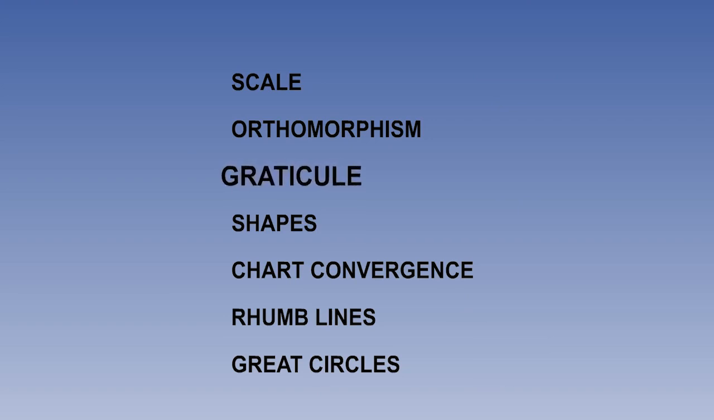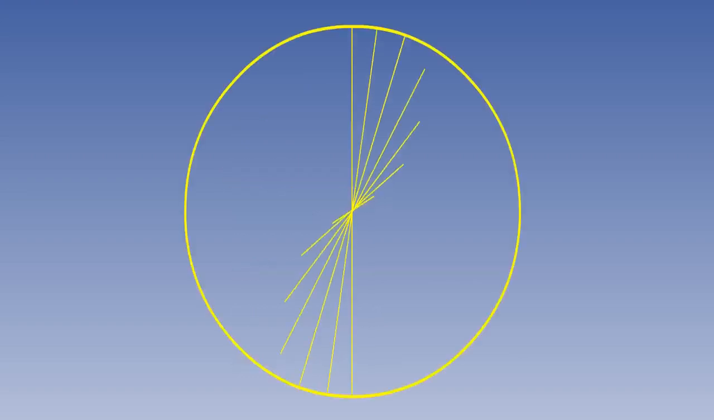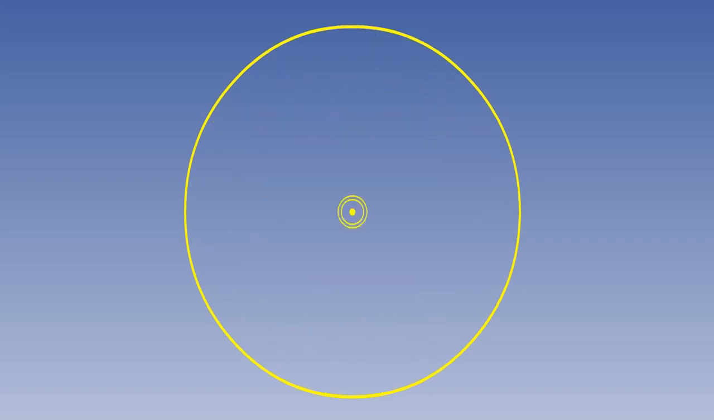We have already covered the graticule in discussing orthomorphism. As we said, meridians are straight lines originating from the pole. And parallels are concentric circles centered on the pole, with their spacing increasing as the secant squared of half the colatitude.